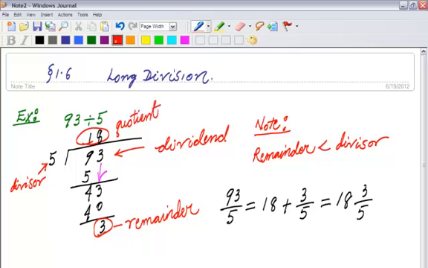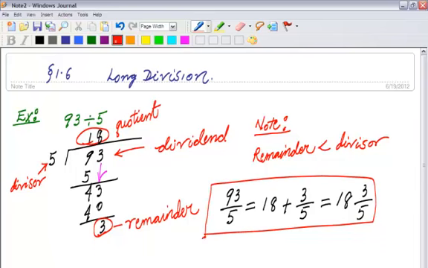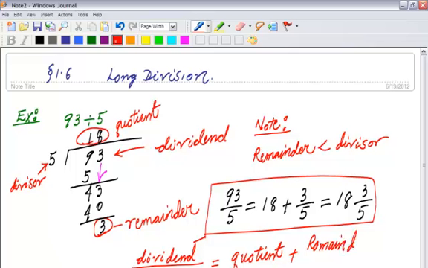So if I want to say this in words, what we are saying is that the dividend divided by the divisor is equal to the quotient plus the remainder over the divisor.